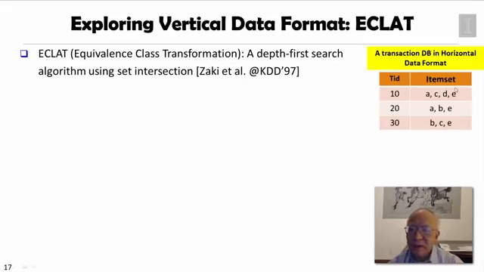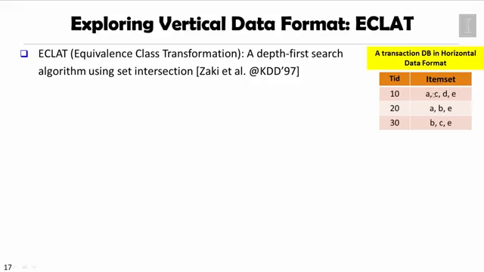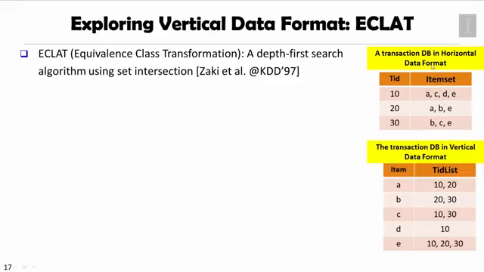The original transaction database is in horizontal data format, in the sense that every row has a transaction ID and a set of items in the itemset entry. Then you can transform this horizontal data format into vertical data format like this. For every item A, you will see which transaction IDs are associated with item A. That means A was bought in which transactions.